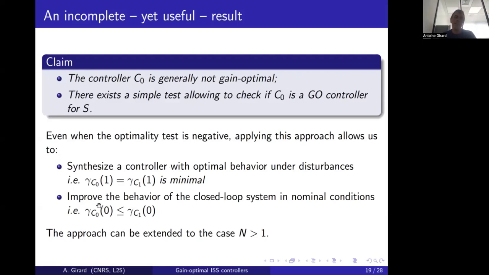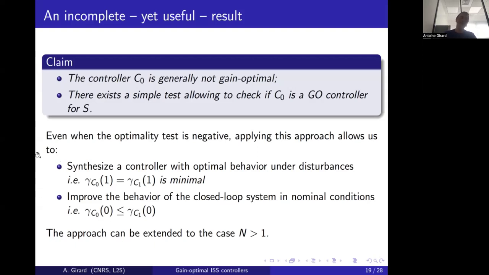And even if we are not optimal in the second step, the work that we do allows us to improve the behavior of the closed loop system, because we get that the gain of C0, the controller that we get after the second step, is smaller than the gain of the controller after the first step. In general, it's strictly smaller. There might be cases where this is equal, but in any case, you don't degrade the behavior of your controller.